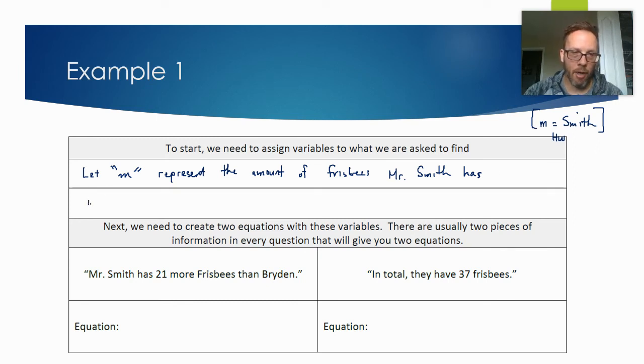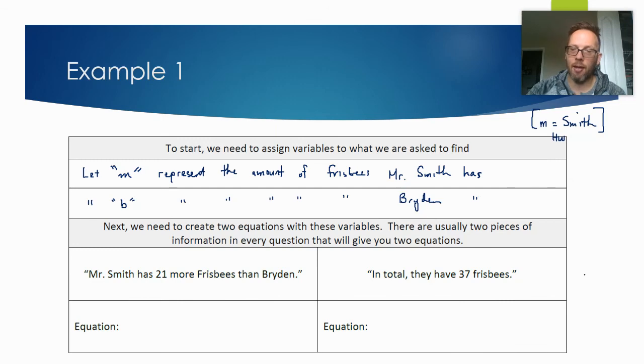And let's use B for Bryden. So I'm going to let B represent the amount of Frisbees Bryden has. So now that we have our two variables, we need to set up two equations. And usually there are going to be two pieces of information that help you set up two different equations. In this question, we were told two things: that Mr. Smith has 21 more Frisbees than Bryden, and that in total we have 37 Frisbees.